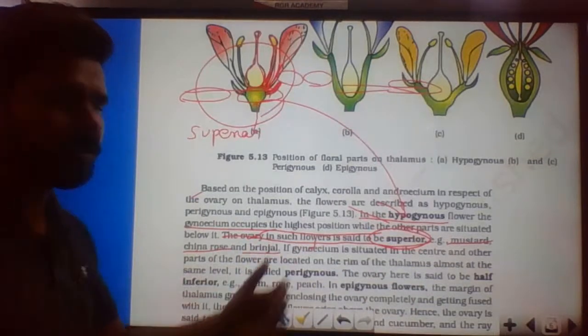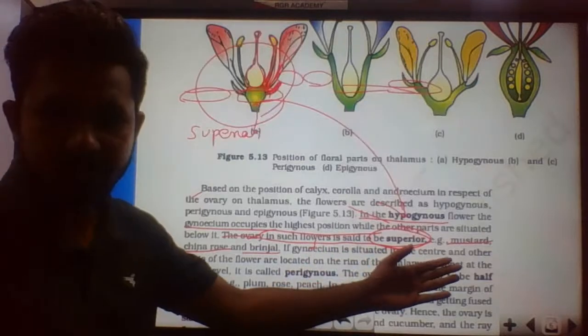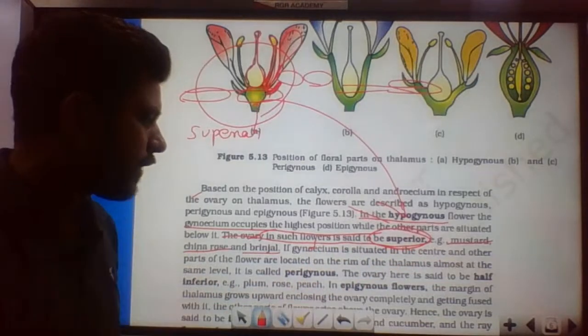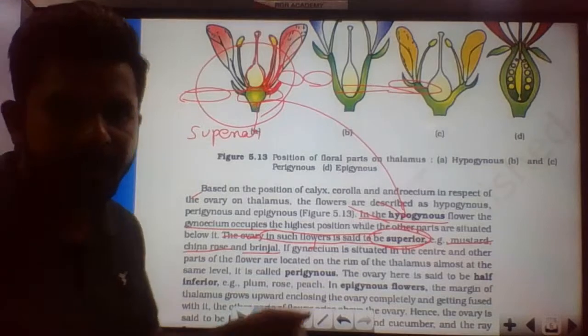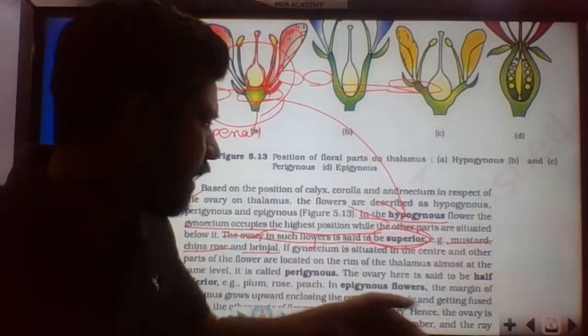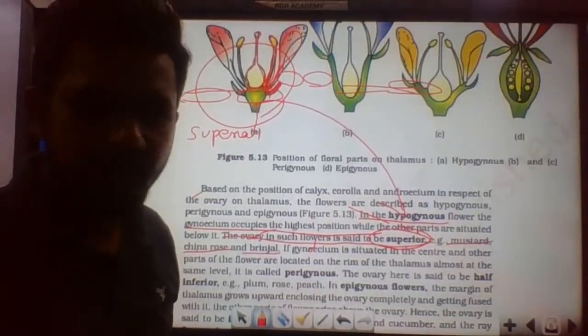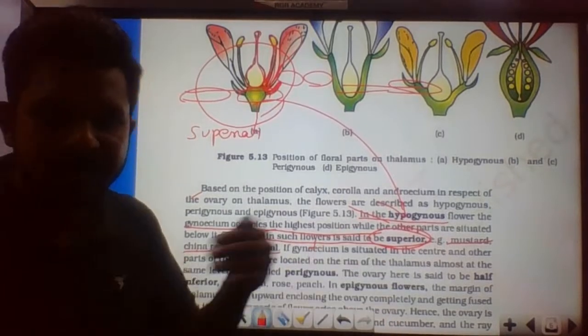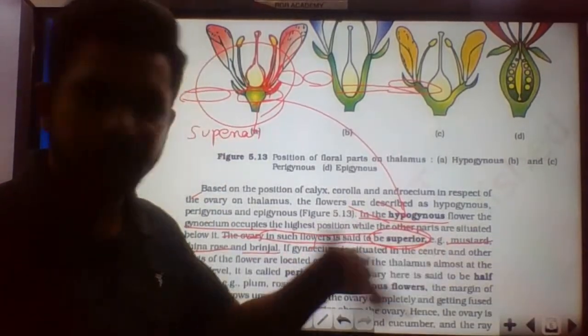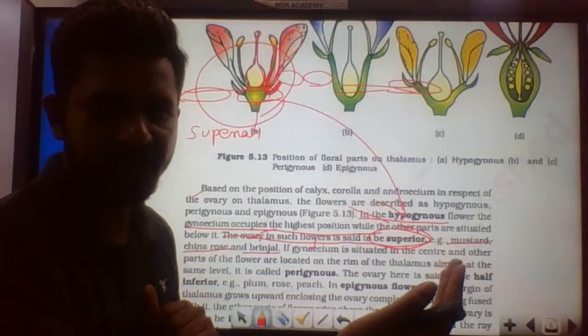So how can we expect a question from this? How can we expect questions based on this? We can expect: which of the following plants have hypogynous flowers? Otherwise, which of the following plants have a superior ovary? Questions can come like this, or otherwise a match type of question can be asked.